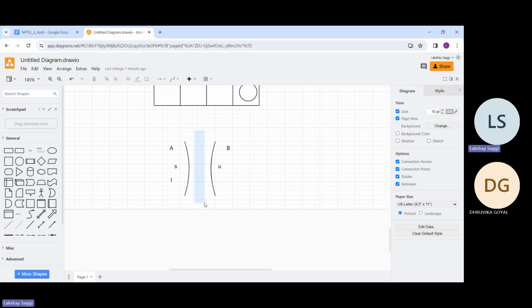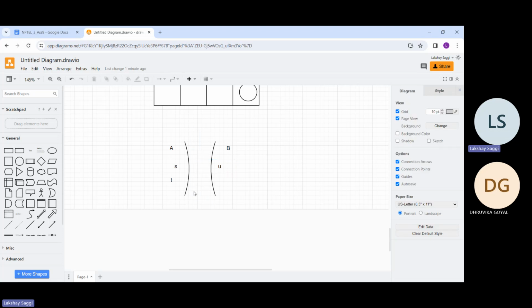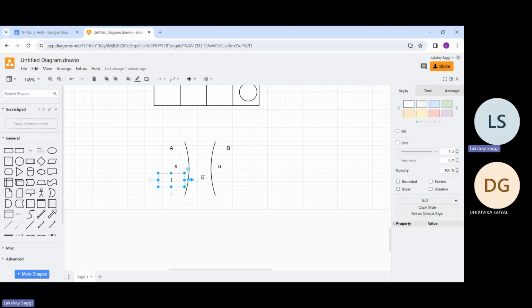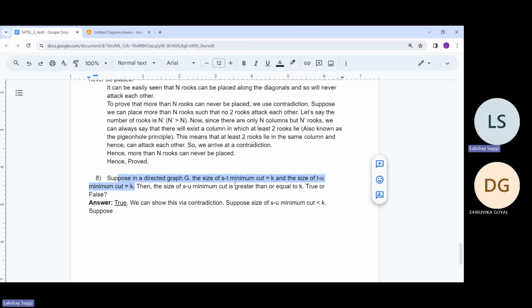But note that the size of this cut is given to us as less than K. We took the SU minimum cut size as less than K, and we are talking about this cut. So this cut has size less than K. This means that this is an SU cut of size less than K, but this is also a TU cut of size less than K. But note that it is not possible, because we were given that the size of the TU minimum cut is equal to K. If there exists a TU cut of size less than K, then the minimum cut cannot be of size K, right? Suppose the minimum cut is of size 5, but we have obtained a cut of size 4, then that is a contradiction.